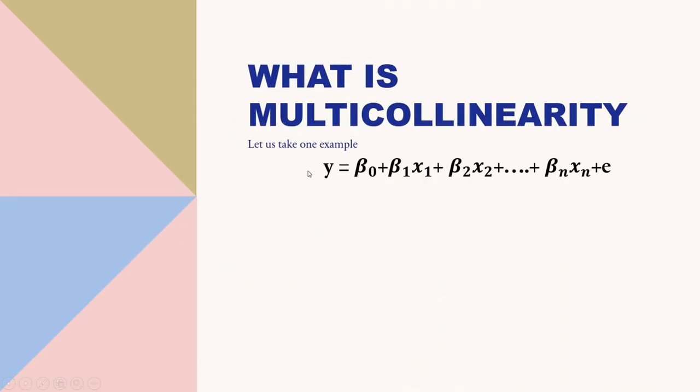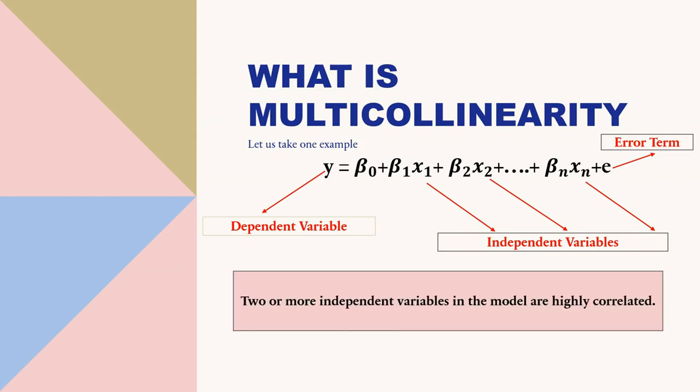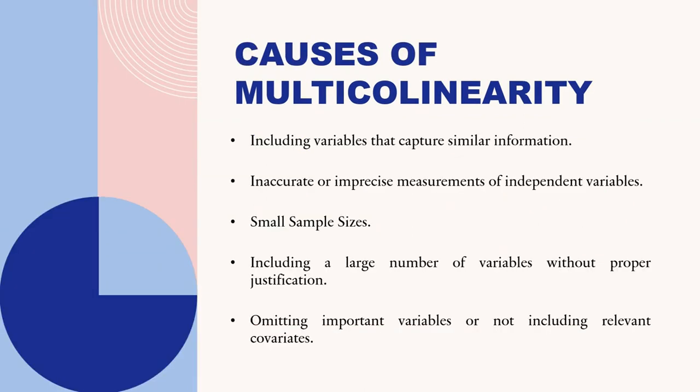What is multicollinearity? Let us take one example where y is our dependent variable and x1, x2 up to xn are our independent variables, and e is the error term. Then this multiple linear regression model exhibits multicollinearity if two or more independent variables in the model are highly correlated.